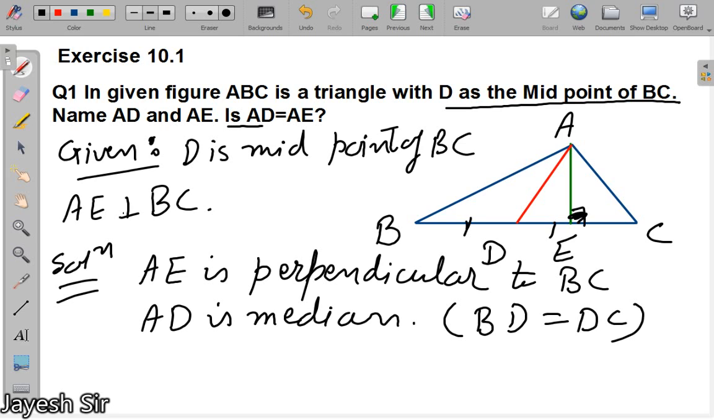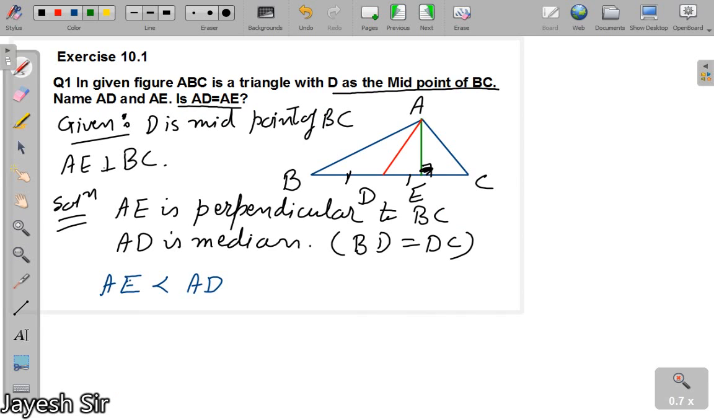Next question is, are AD and AE equal? Are AD and AE lengths equal? So as you can see in the diagram, they don't seem to be equal. Here AD and AE are different. So we can write down that AE length is shorter than AD. Why? Because as I can see from the diagram. Okay, and if you want, you can also write down a statement.